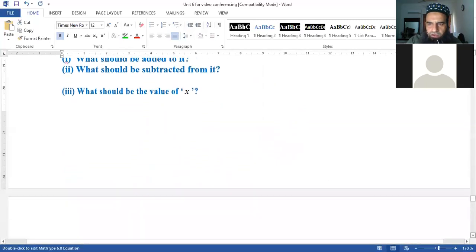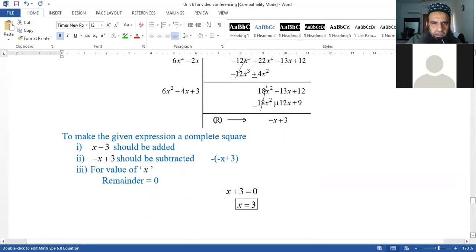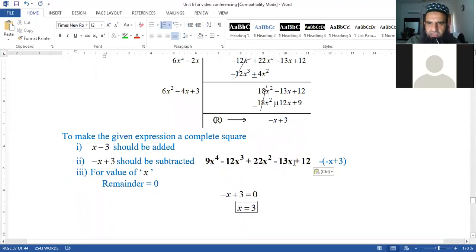For your convenience, I place it right here, this is the statement of the question. If I subtract this part, I will be subtracting it like this: minus times minus x plus 3. So we are actually asked in the question what should be subtracted. The meaning of the language is that whatever is the remainder, this will be subtracted. This is the answer of the second part.